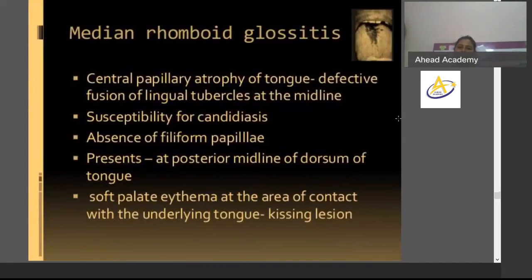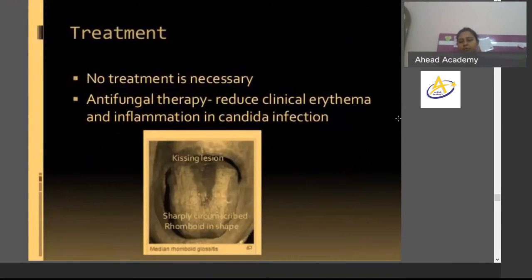Median rhomboid glossitis. It is a central papillary atrophy of tongue. It is a defective fusion of lingual tubercles at the midline. There is susceptibility to candidiasis, and there is absence of filiform papillae. It presents at the posterior midline of the dorsum of the tongue, and there is soft palate erythema at the area of contact with the underlying tongue, which is also known as kissing lesion. Treatment. There is no treatment that is required. Antifungal therapy देते हैं to reduce clinical erythema and inflammation and candida infection.